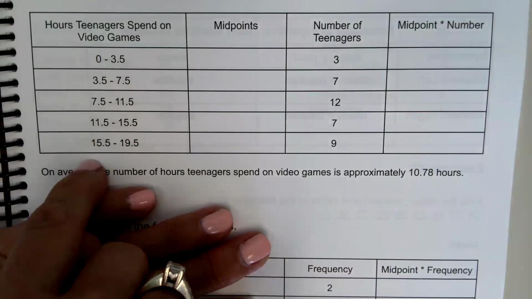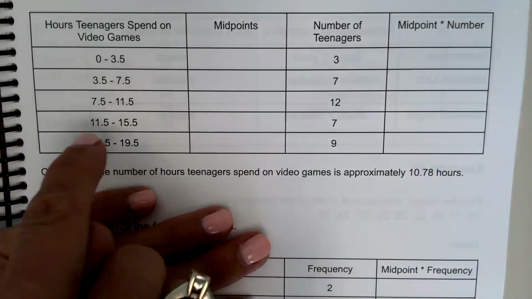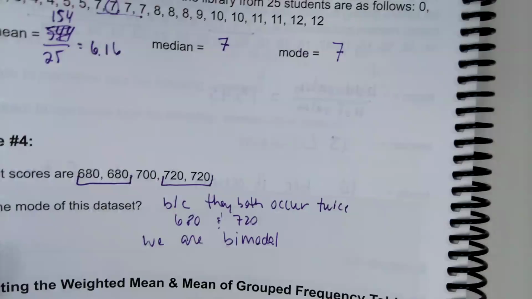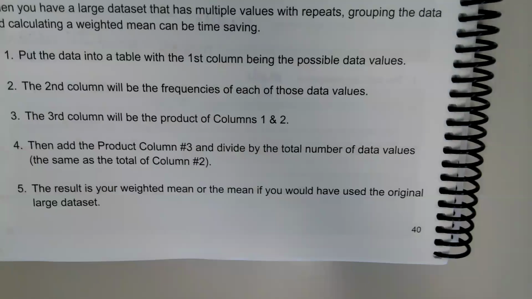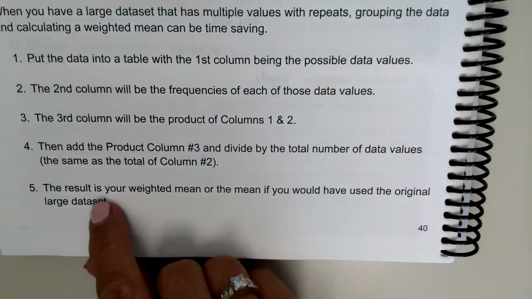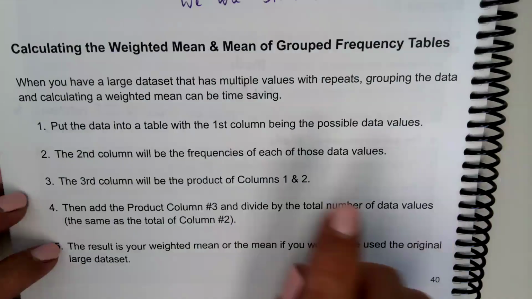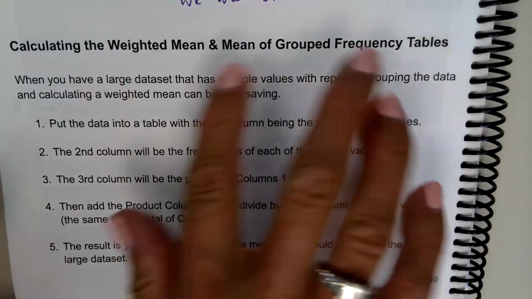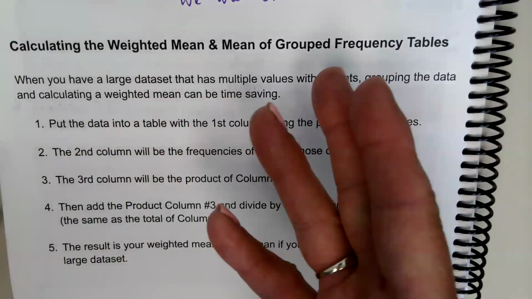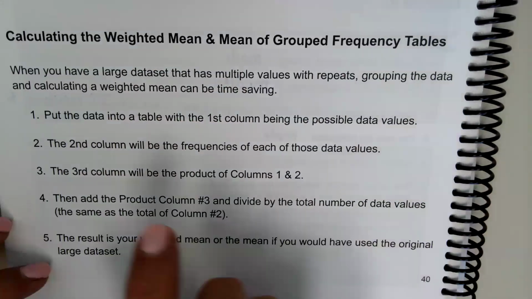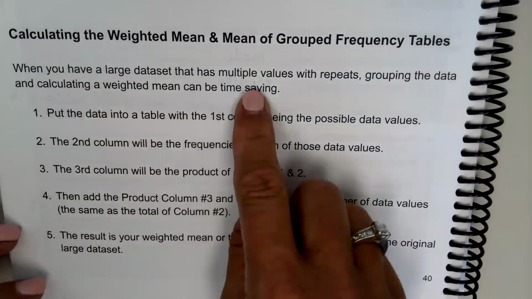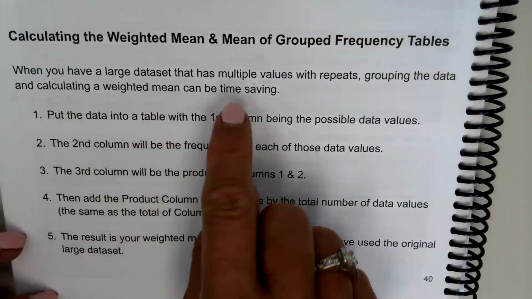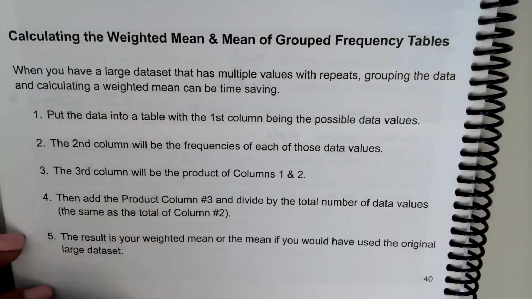So we are going to learn how to find the mean for grouped data. If you go to page 40 in your course pack at the bottom, I am going to teach you how to find the weighted mean and the mean of grouped frequency tables. The directions are the same, they're just called two different things. When you have a large data set that has multiple values with repeats, grouping the data and calculating a weighted mean can be time saving. That's going to occur on the next one.